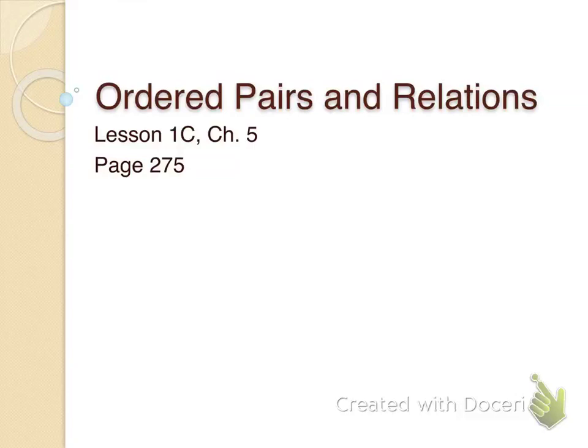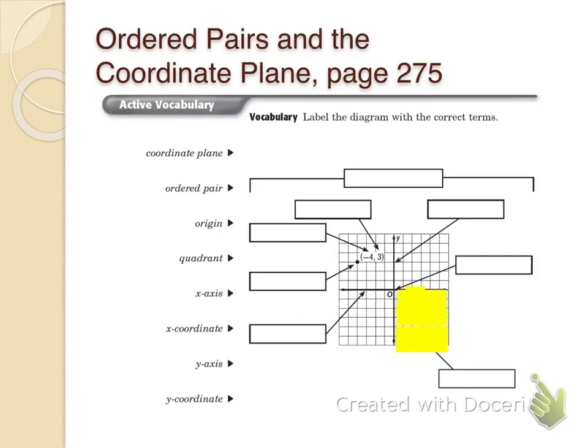Today we're going to be talking about ordered pairs and relations. This should be a review from 6th and 7th grade, so it shouldn't be too difficult. First, ordered pairs and the coordinate plane. These are all of our vocabulary words.